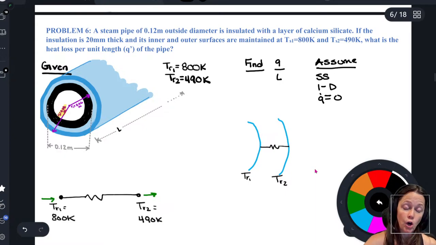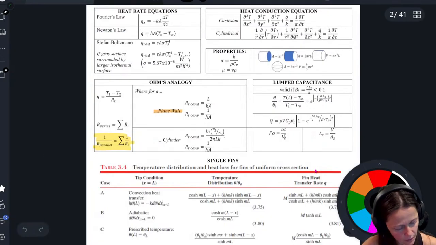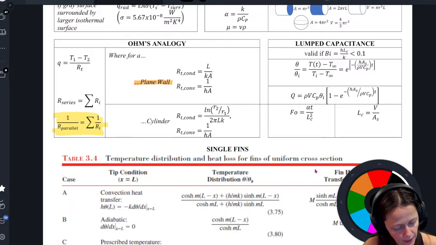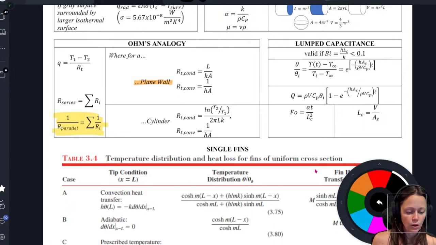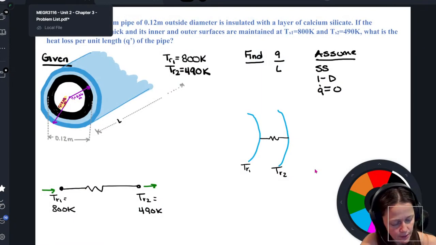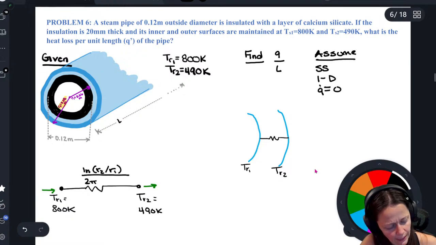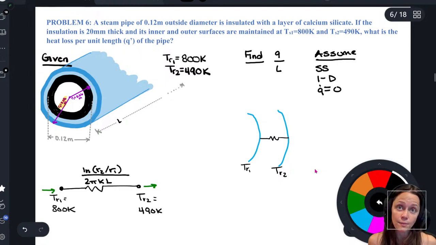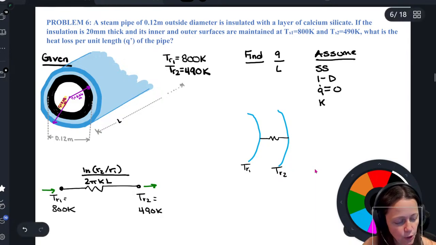And this thermal resistance is on your equation sheet. In fact, let's go look at it and make sure that we all agree that it is there. Yeah, in cylindrical coordinates, thermal resistance to conduction is natural log R2 over R1 over 2 pi L K. Perfect. So this is the natural log R2 over R1 over 2 pi K L. Now K is something that I can go ahead and look up. I probably want to look up that K value for calcium silicate at the average temperature.